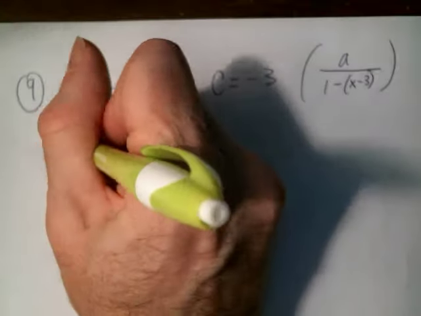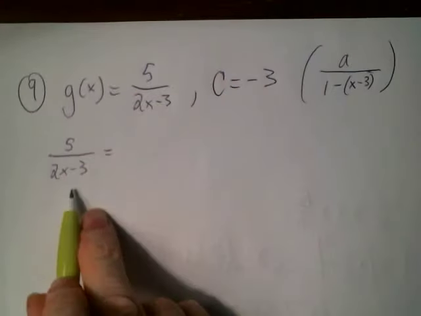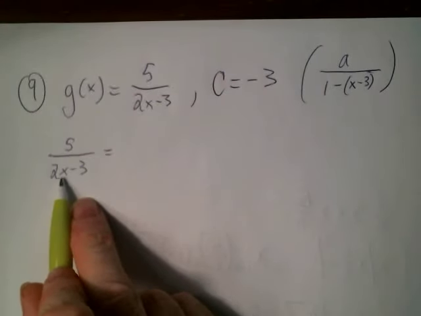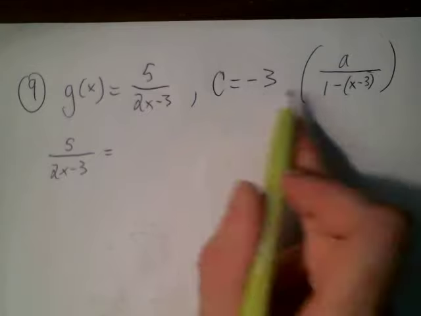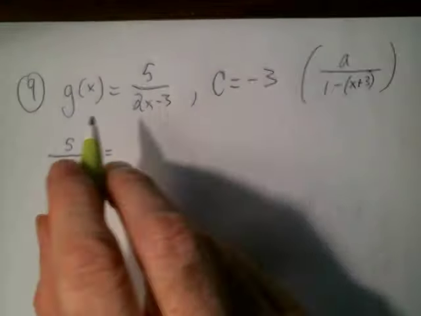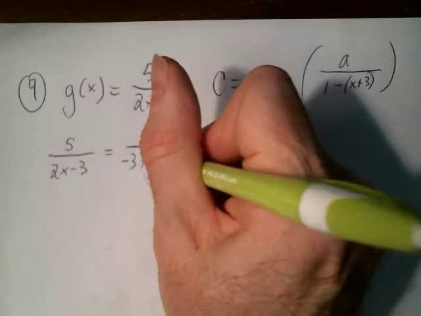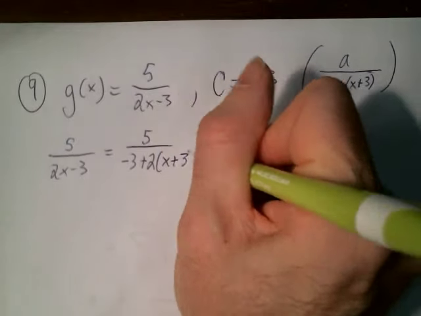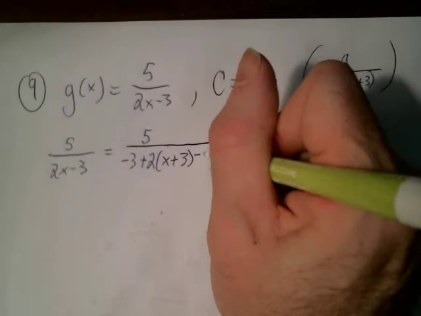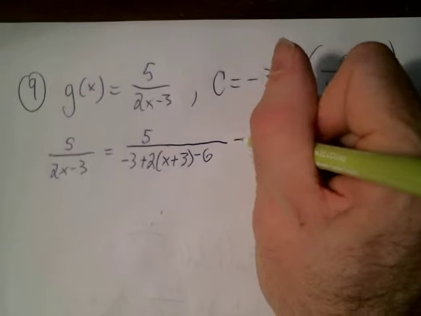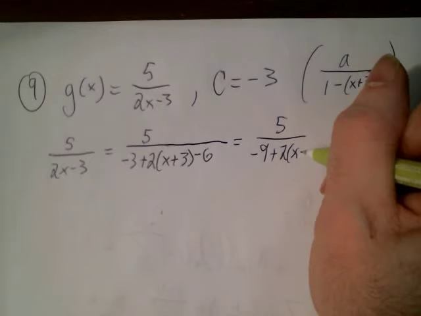So let's go at it, right? This is 5 all over 2x minus 3. I'm going to rewrite this x here as x. I want to center it at negative 3, so this should be x minus negative 3. It'll end up being x plus 3. So I want to rewrite x as x plus 3. So I have 5 all over negative 3 plus 2 times x plus 3. And what you've done is added in 6, right? So this is 2x plus 6, so I need to subtract 6. And then rewrite that. So I'll have 5 all over negative 9 plus 2 times x plus 3.